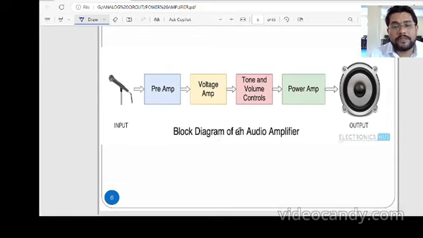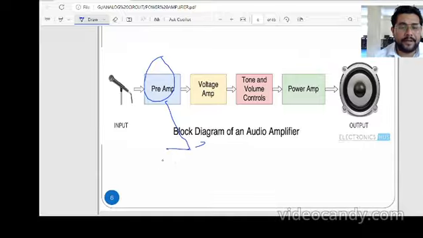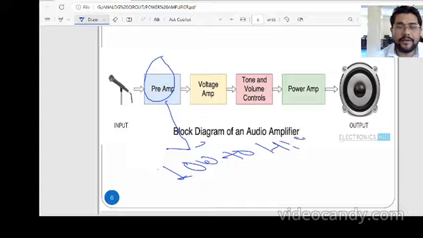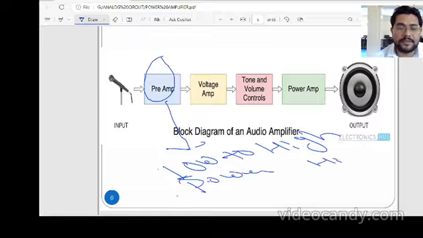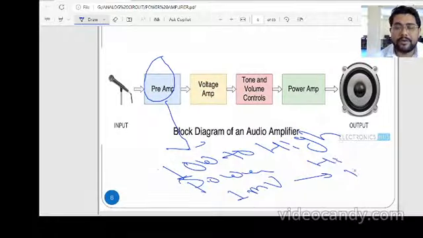Block diagram of a general power amplifier. Suppose this is the pre-amplifier. What is the function of the pre-amplifier? It amplifies a low power signal to a high power signal. Suppose the signal is in the range of millivolts, then it is converted to volts, say 10 volts, 12 volts, and so on.